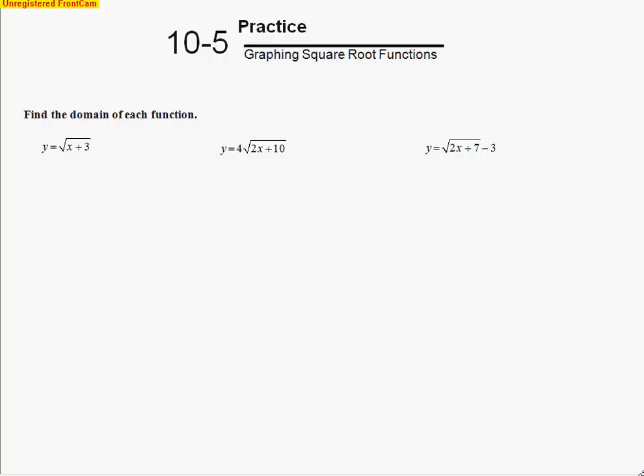This is the tutorial for Chapter 10, Section 5, titled Graphing Square Root Functions. And so let's take a look at our first type of problem. It says we're supposed to find the domain of each function.